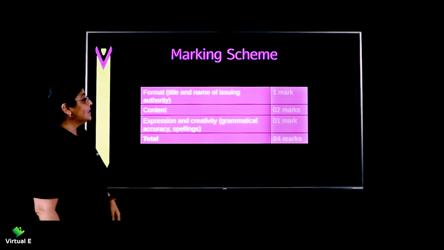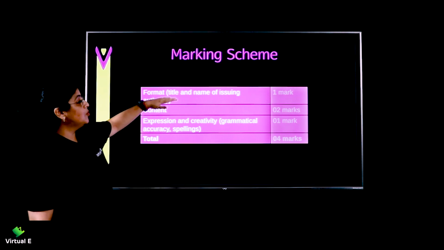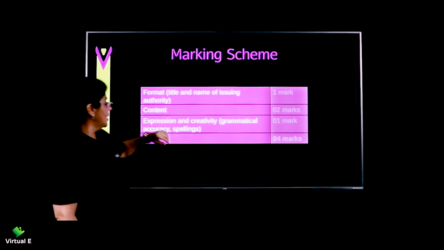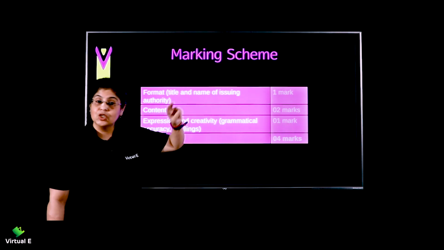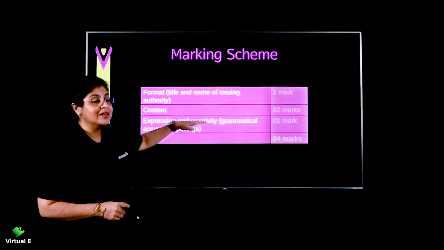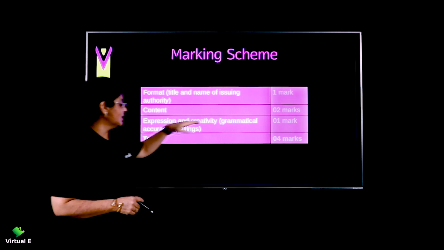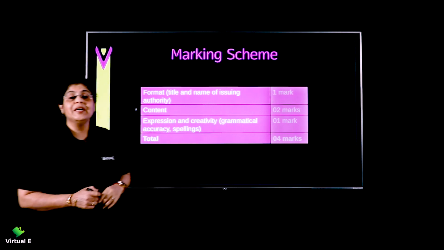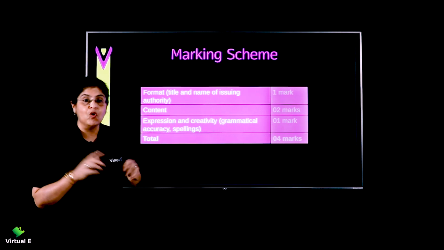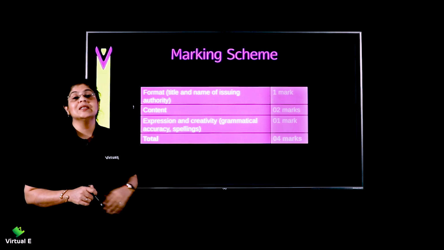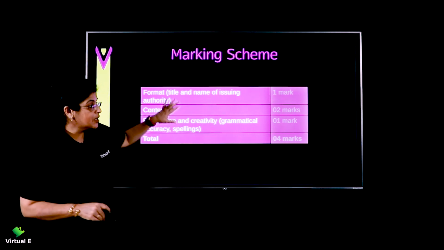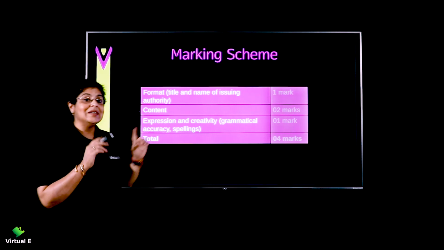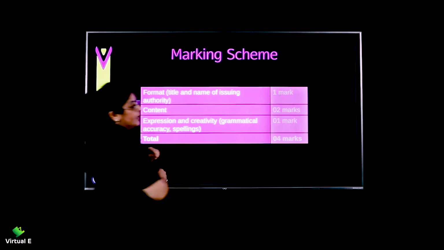Looking at the marking scheme, the format, where you have the title and name of the issuing authority, carries 1 mark. The content takes 2 marks. Expression and creativity, that is grammatical accuracy and spellings, is 1 mark. So it is a question of total 4 marks, and this is how it is bifurcated. Keeping all this in mind, you have to make sure that your poster is accurately done.